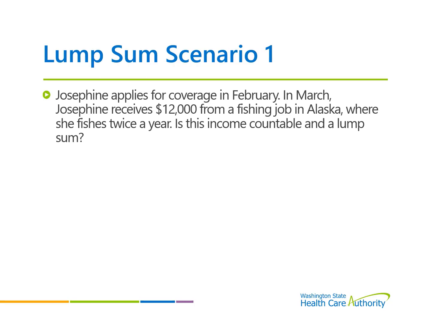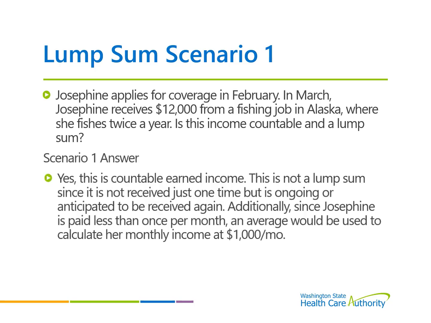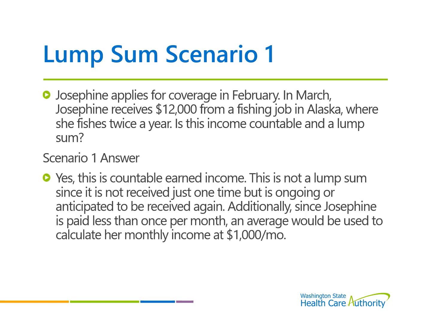Lump sum scenario 1. Josephine applies for coverage in February. In March, Josephine receives $12,000 from a fishing job in Alaska where she fishes twice a year. Is this income countable and a lump sum? Yes, this is countable earned income. This is not a lump sum since it is not received just one time, but is ongoing or anticipated to be received again. Additionally, since Josephine is paid less than once per month, an average would be used to calculate her monthly income at $1,000 per month.